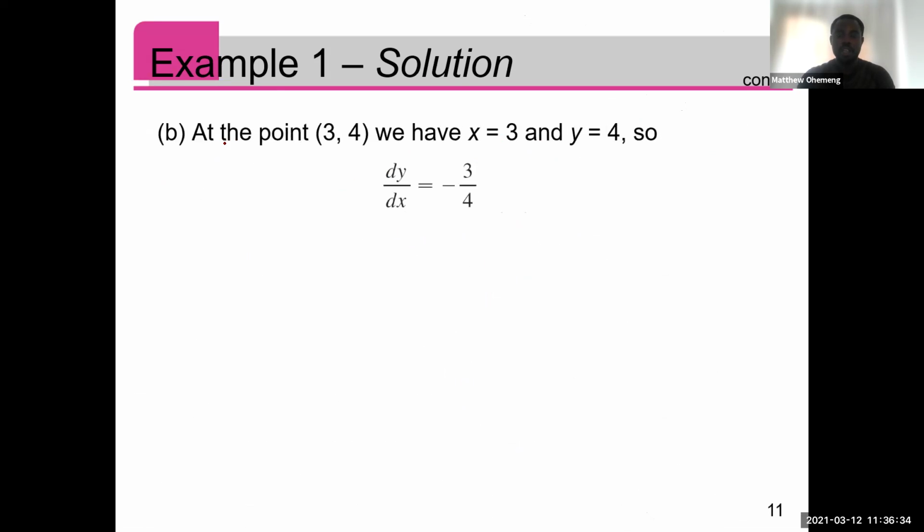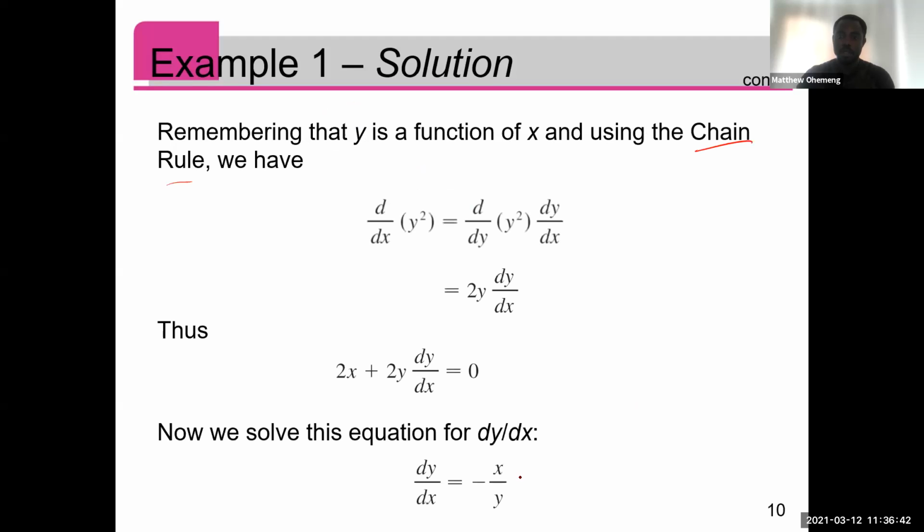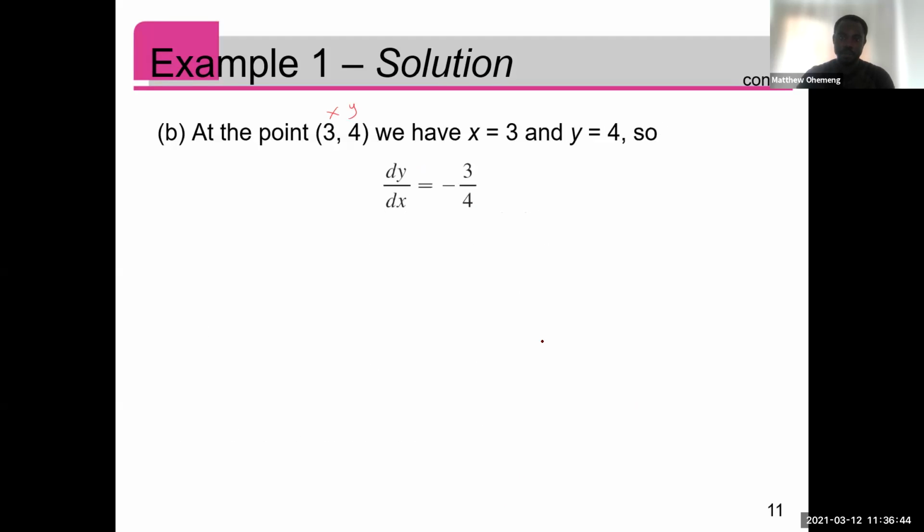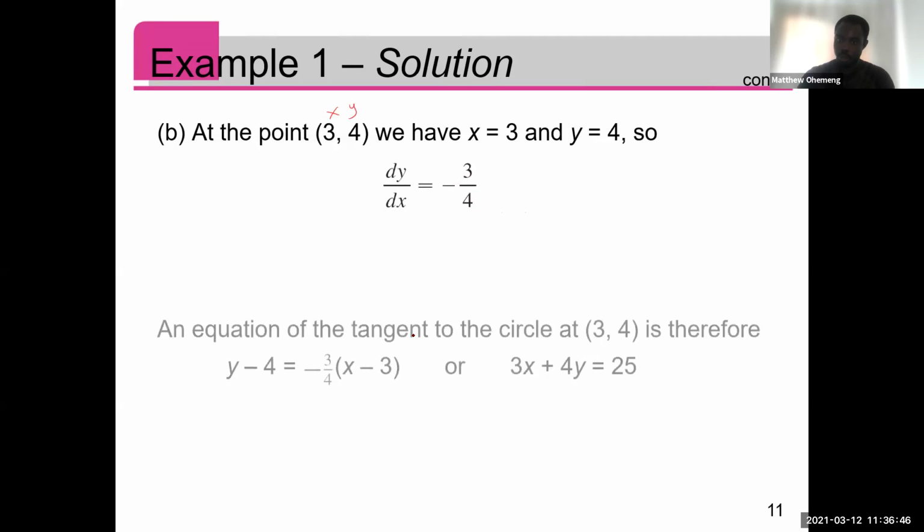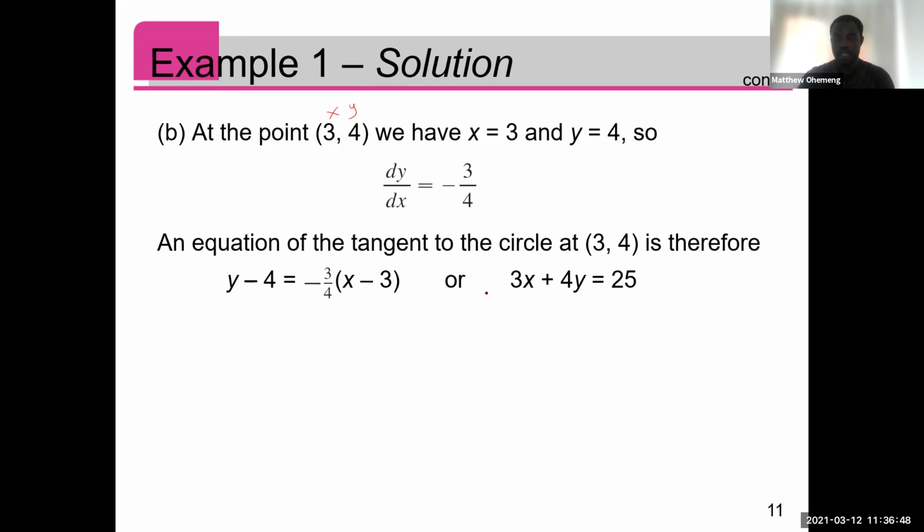Now, if you're trying to find the equation of the tangent at the point 3, 4, remember that 3 is your x coordinate, 4 is your y coordinate. You have to put them here because the x and the y are in there. So you get negative 3 over 4 as your slope, and then you can get the equation of the tangent.